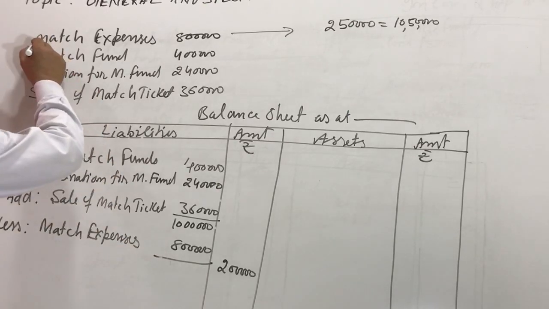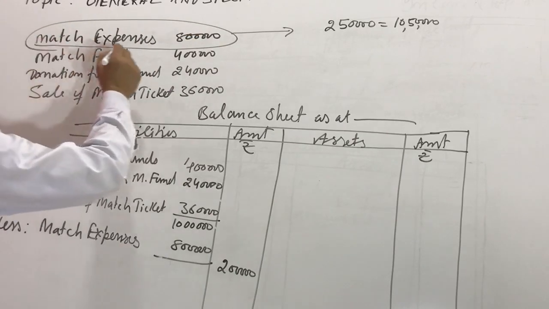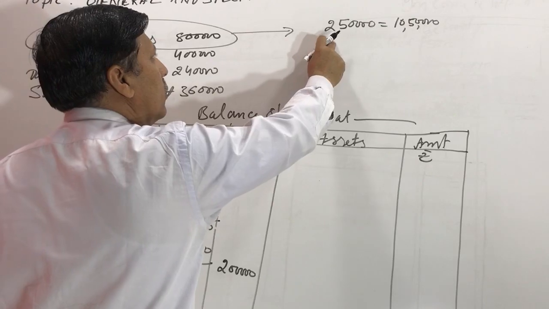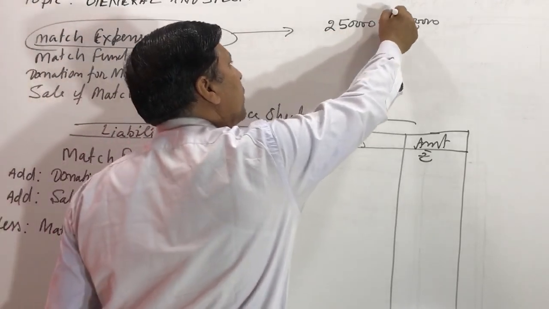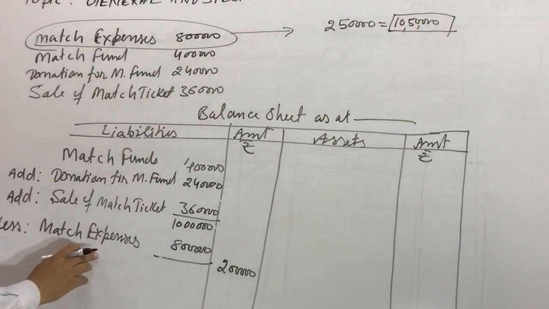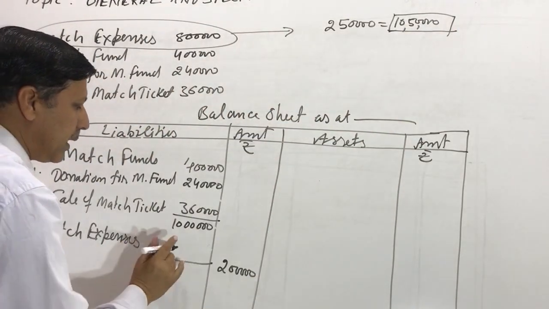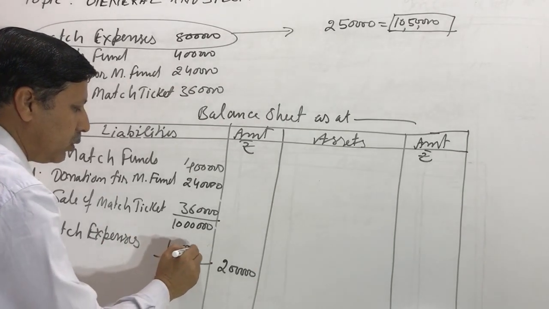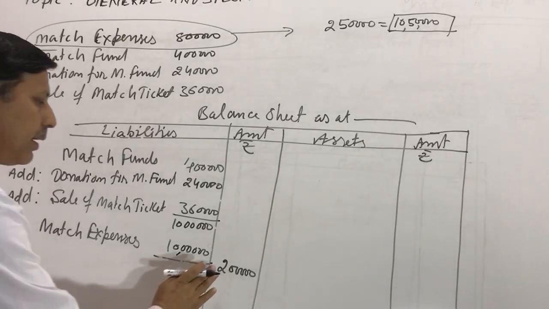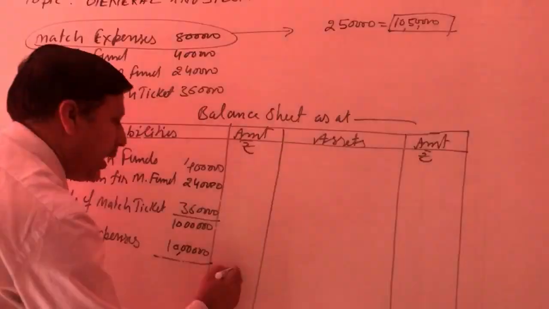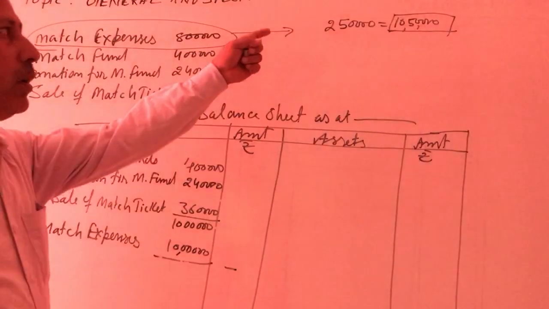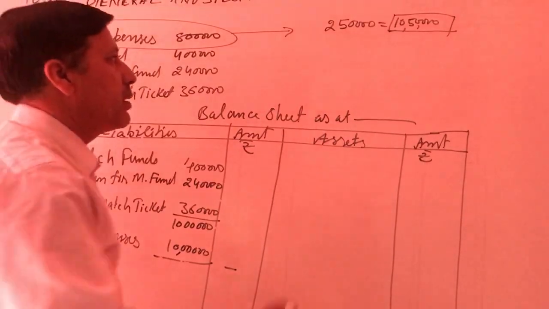But if match expense goes up by 2,50,000 and it becomes 10,50,000, in that case we deduct the match expense here only 10 lakh, because we have insufficient balance, and here we put the dash, and 50,000 will be shown in the income and expenditure account.